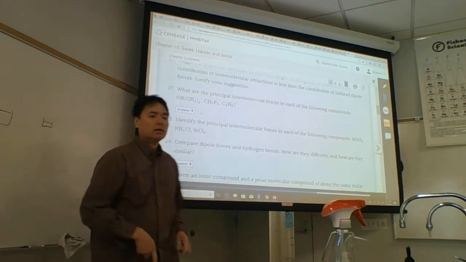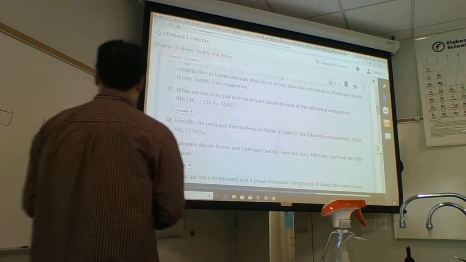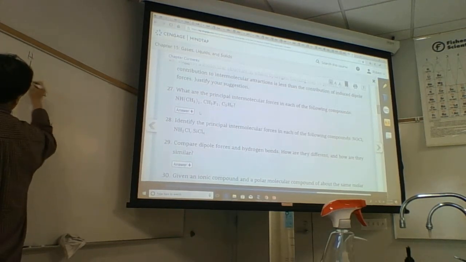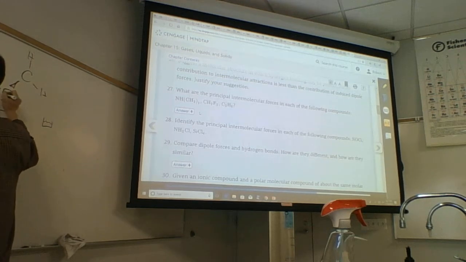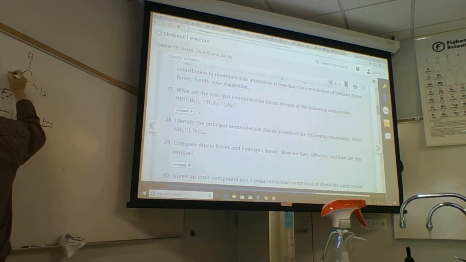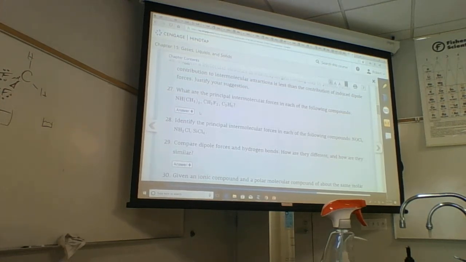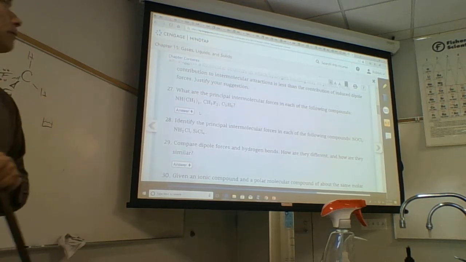No. When we look at CH2F2, what is the structure of that? The hydrogens are not bonded to fluorine. The hydrogens are bonded to carbon. It's not H bonding. This is dipole because carbon-fluorine bonds are going to form a molecular dipole. And it's going to be a permanent dipole like this. So we have a permanent dipole. It's dipole.